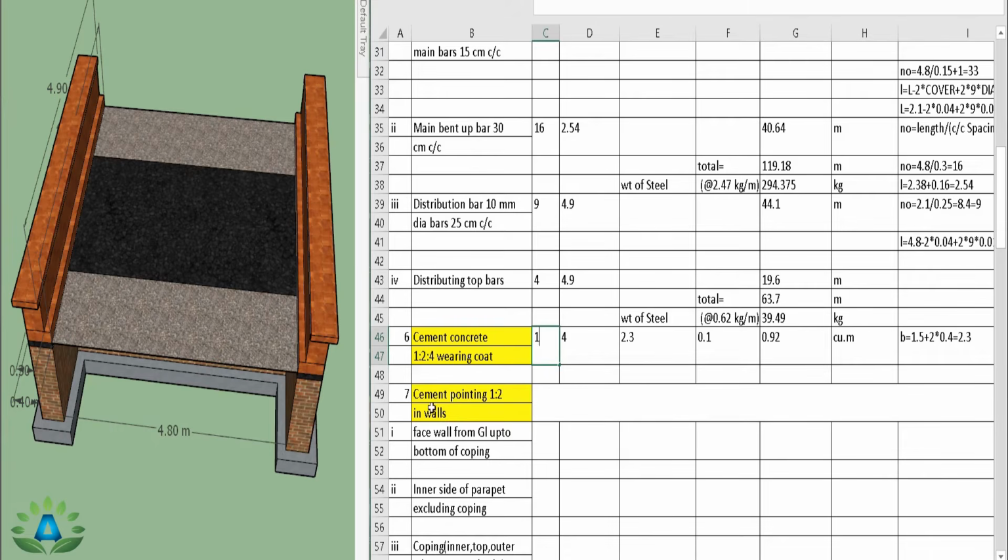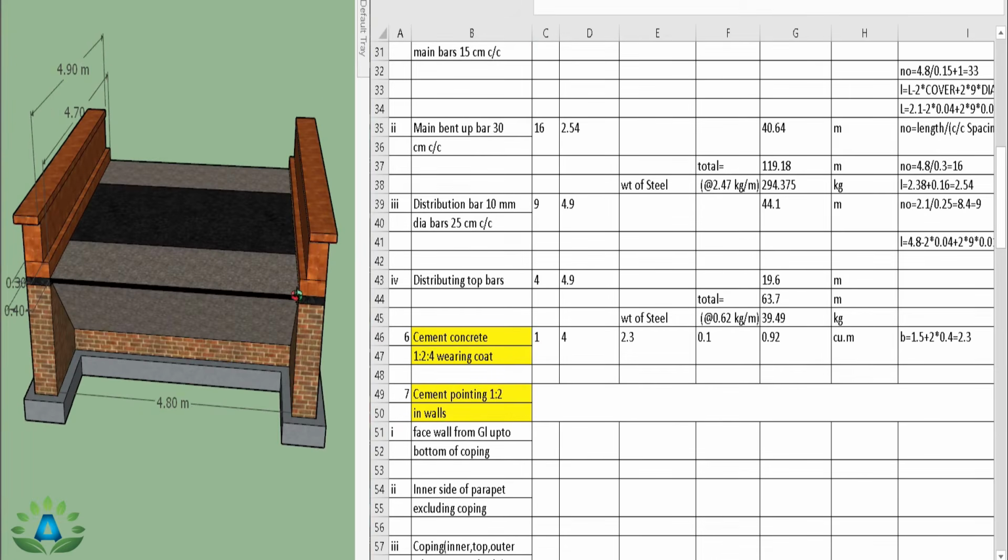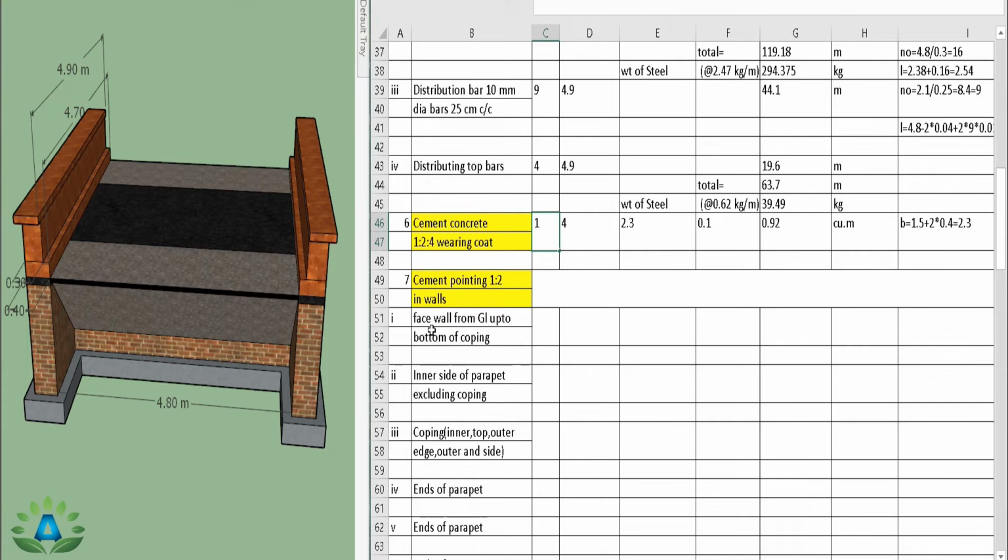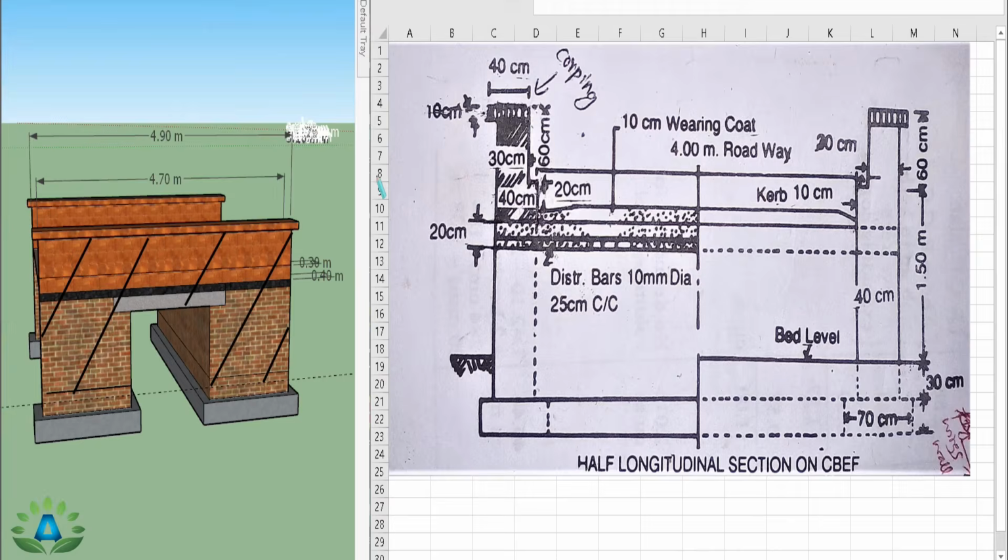Now we have to calculate this cement pointing of 1:2. Firstly, we have to understand where this cement pointing is applied. So this cement pointing is applied over this exposed area, that means all this exposed portion. So firstly, we need to calculate the cement pointing from the face wall from ground level up to the bottom of the coping. That means we are going to do this pointing in this surface and we are going to consider this full rectangle, and later we will reduce this rectangular portion.